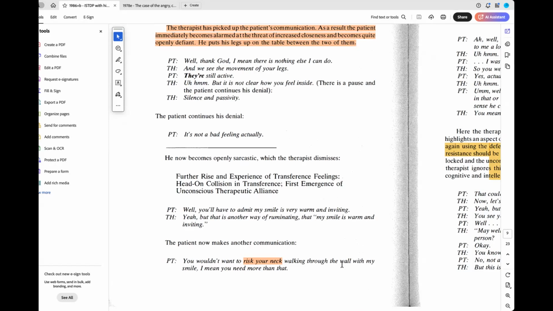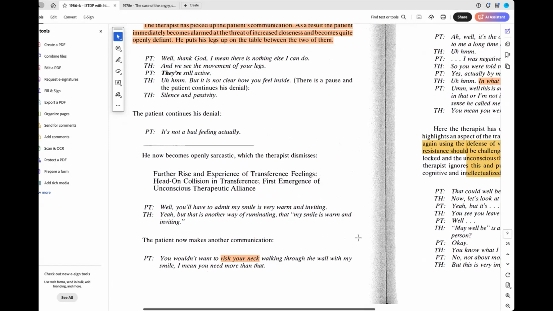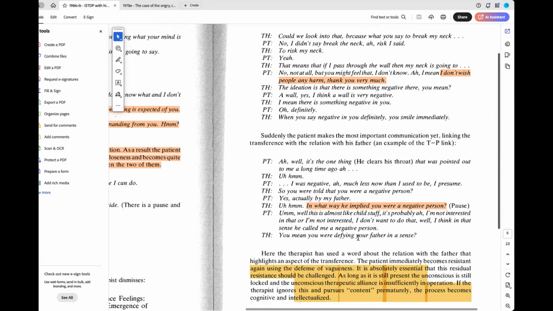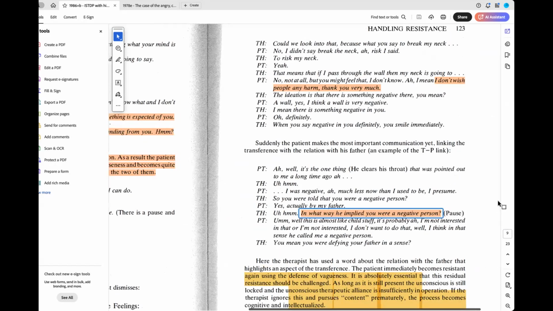All right, moving right along. Page 123. So the patient has shared that his father said he was a negative person. And the question around whether or not the patient was defying his father's expectations was raised. This leads to the patient becoming vague again.